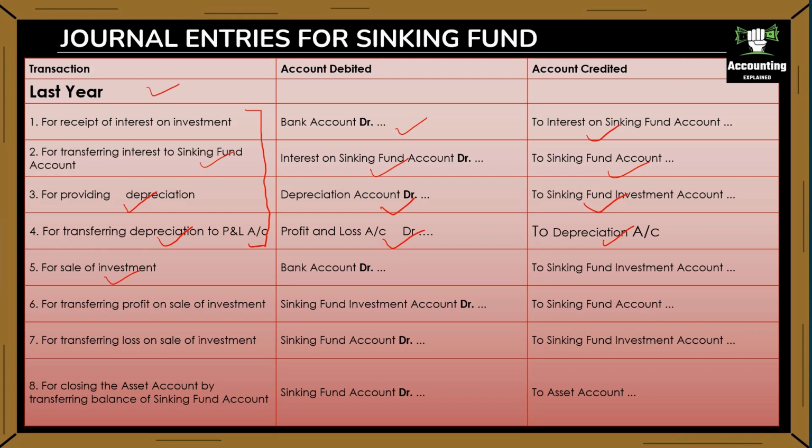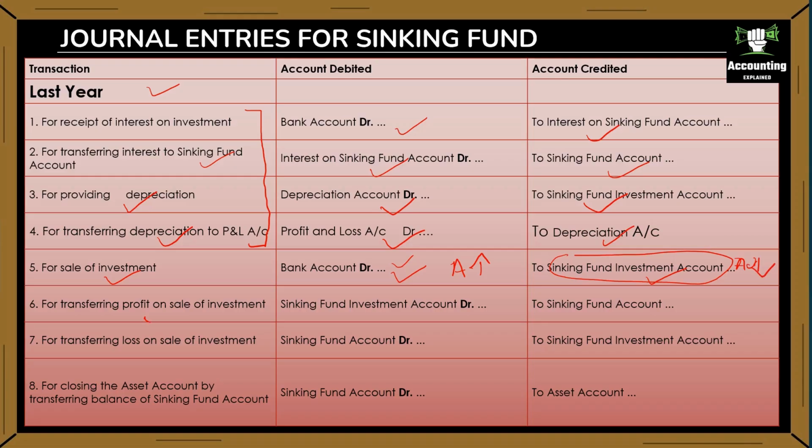Next comes the sale of investment, bank account debit to sinking fund investment account. This is the opposite of purchase of investment or purchase of asset. When you sell, your bank is an asset, it is going to be increased. That is why it is debited. Next, when you sell, the sinking fund investment account is also an asset. That value is going to be reduced or it will become zero. That is why it is credited.